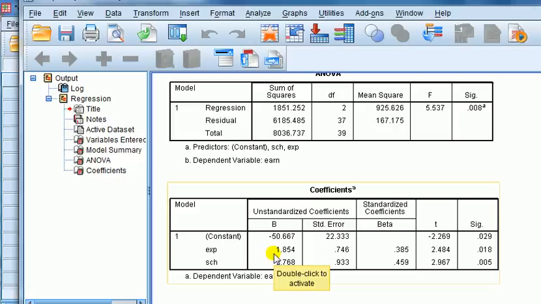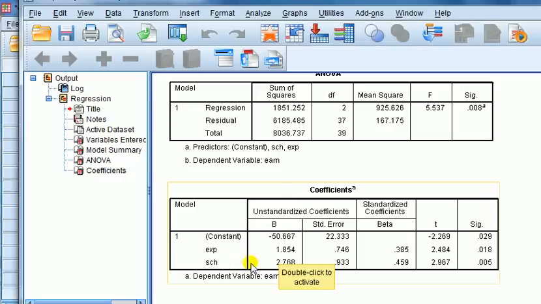So experience, 1.854. Recall I said experience is measured in years and earnings is measured in thousands of dollars. So we would say the model predicts that for a 1-year increase in work experience, the earnings will increase by, times this by 1,000, $1,854, holding years of schooling fixed. Why I said 1,854 is because I could have said it's 1.854 thousands of dollars. So instead of saying thousands, just convert, just times that by 1,000.